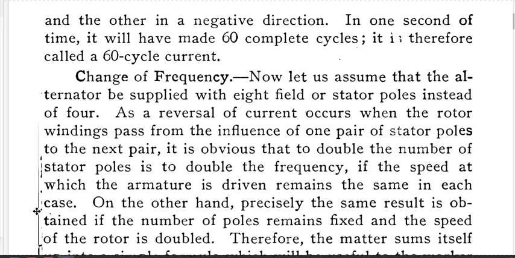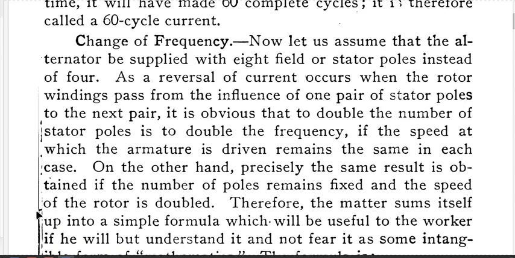Change of frequency. Now let us assume that the alternator be supplied with 8 field or stator poles instead of 4. As a reversal of current occurs when the rotor windings pass from the influence of one pair of stator poles to the next pair, it is obvious that to double the number of stator poles is to double the frequency, if the speed at which the armature is driven remains the same in each case. On the other hand, precisely the same result is obtained if the number of poles remains fixed and the speed of the rotor is doubled.